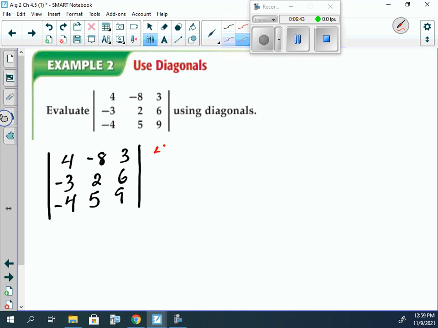And then what we're going to do is we're going to write the first 2 columns next to it. So we rewrite the determinant and then write the first 2 again next to it.